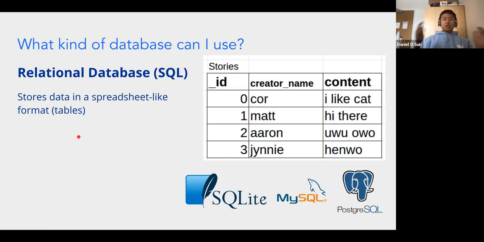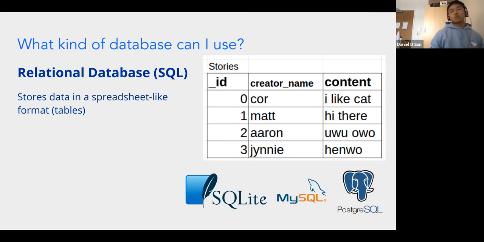So that's what a database is. That's all the things that it can do, how it's useful on our website. Let's talk about exactly what it looks like. So there's 2 main types of databases that are used. The first is called a SQL database or relational database. SQL stands for Structured Query Language.